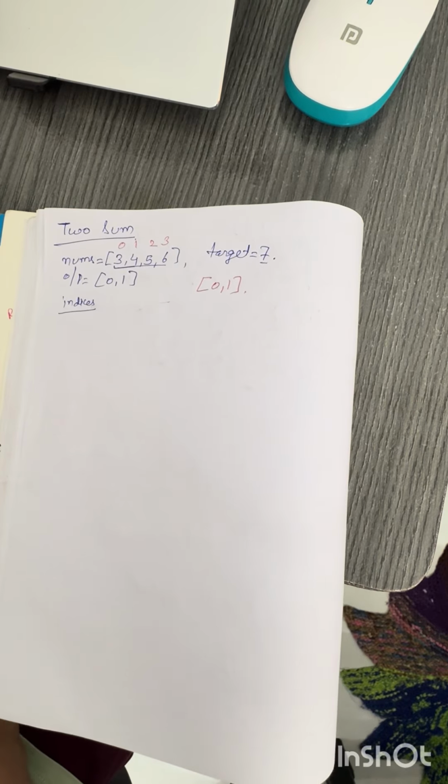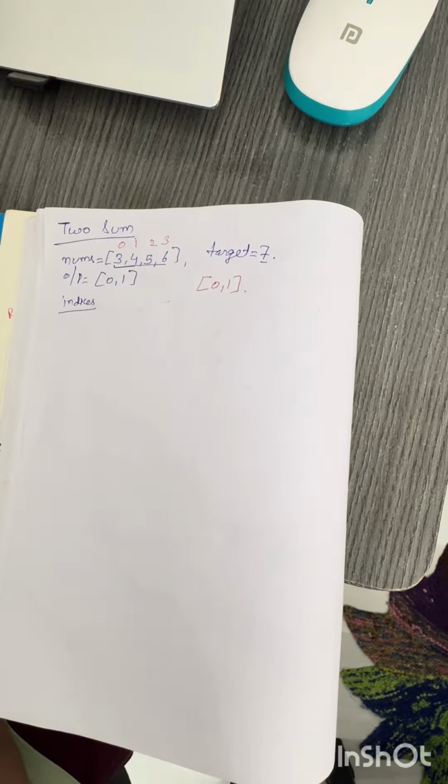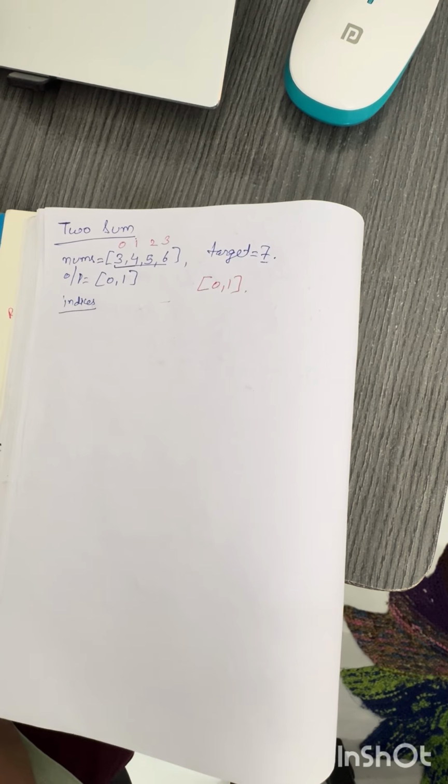Hello everyone. Today we are going to solve our fourth problem from Blind 75 sheet. This is a very simple question. Name of the question is 2sum.